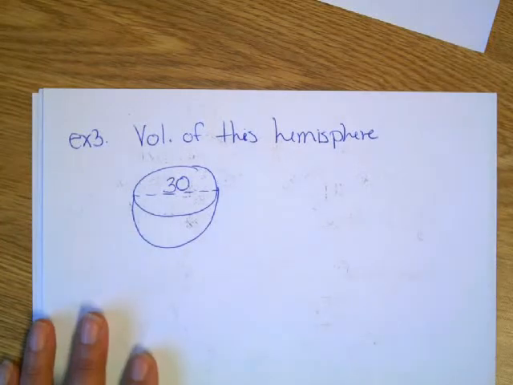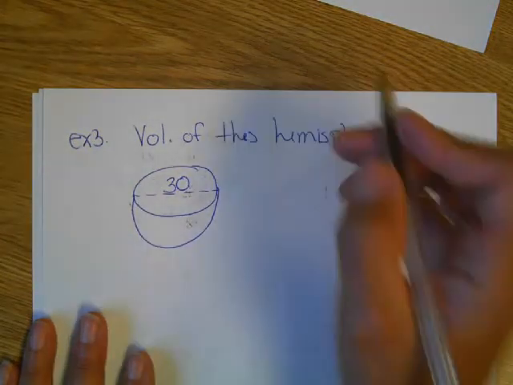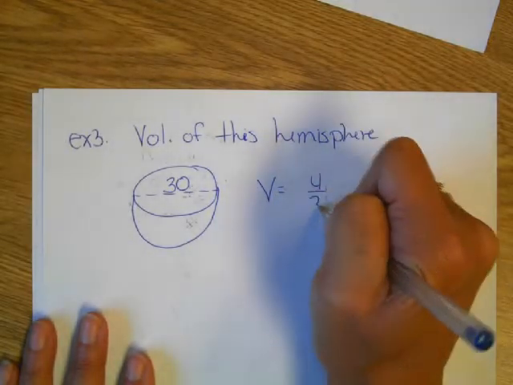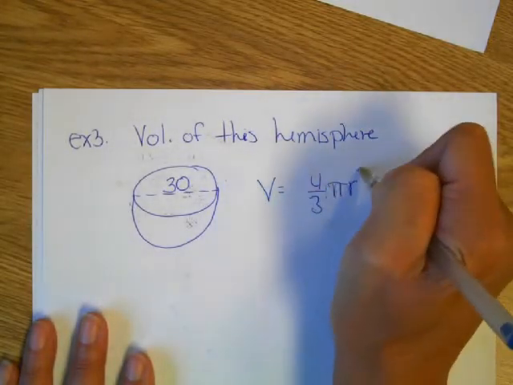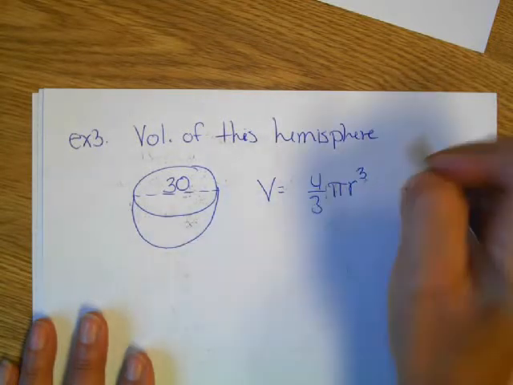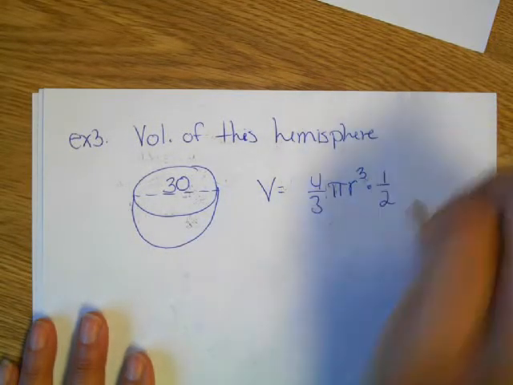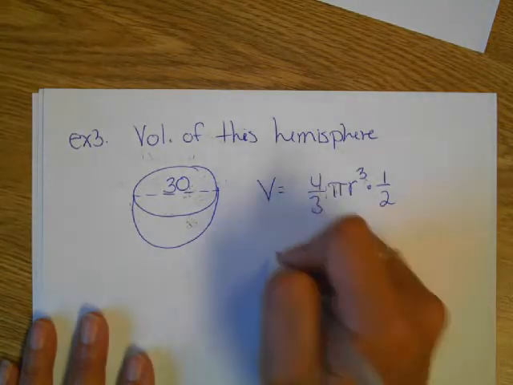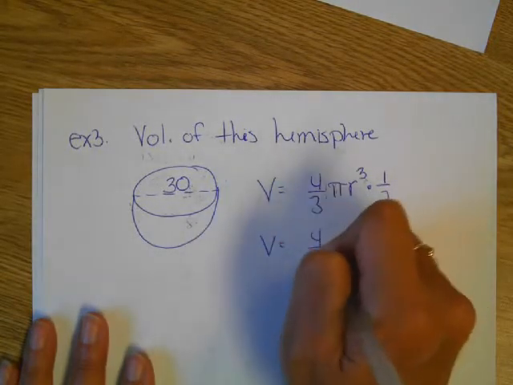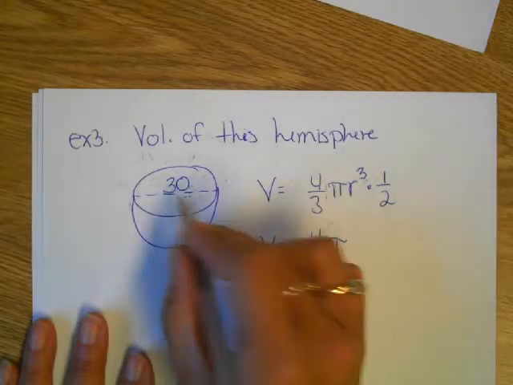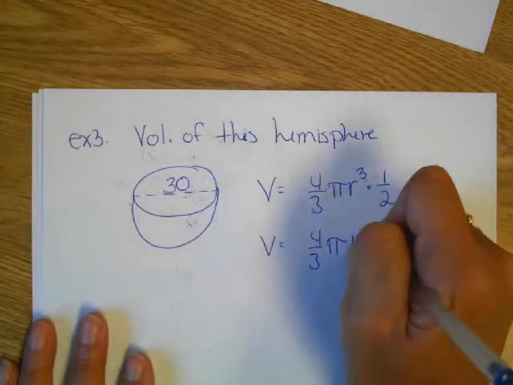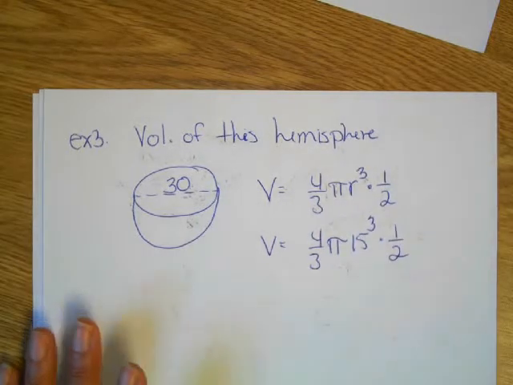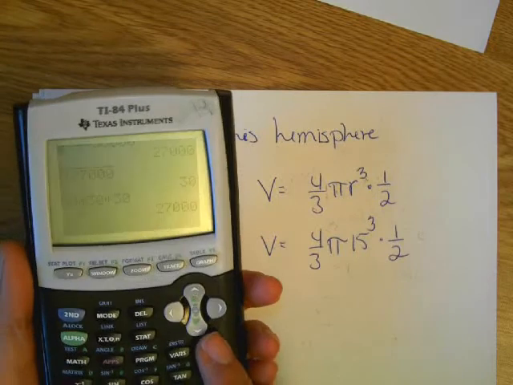And remember, a hemisphere is just half of a sphere. If we take the volume formula, which is 4/3 pi r cubed, for a hemisphere all we've got to do is multiply by a half at the end of it, or divide by 2, whatever you want to do. So 4/3 pi, the radius will be 15 cubed, and then we will cut that in half, because we only have half of the sphere there.